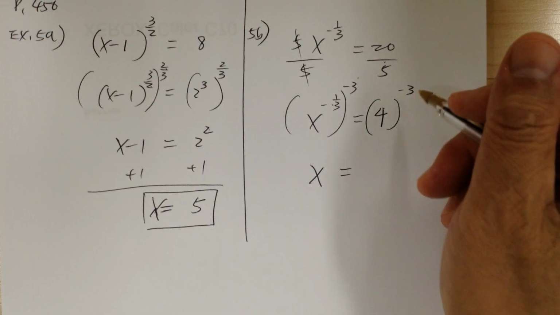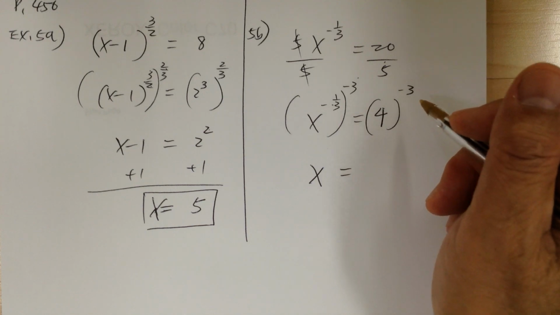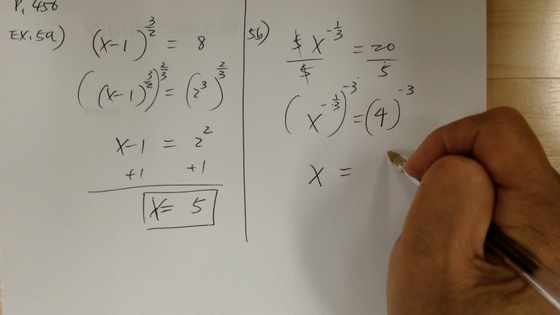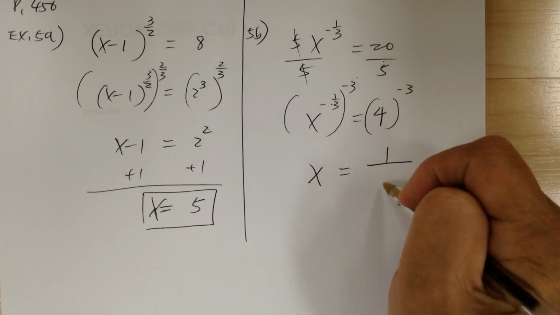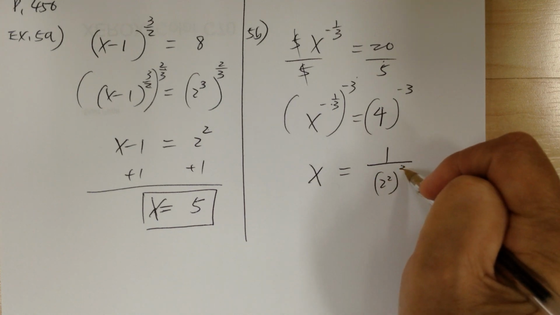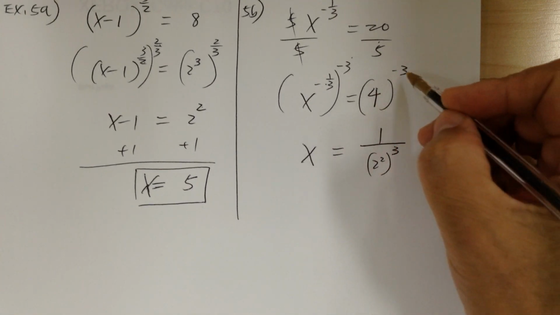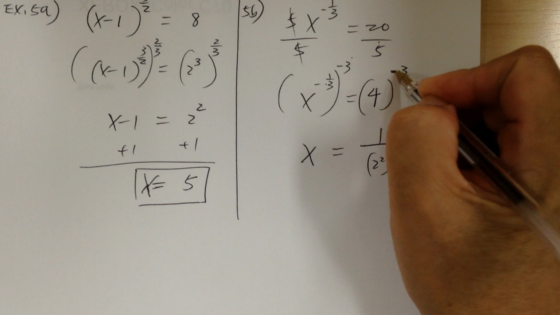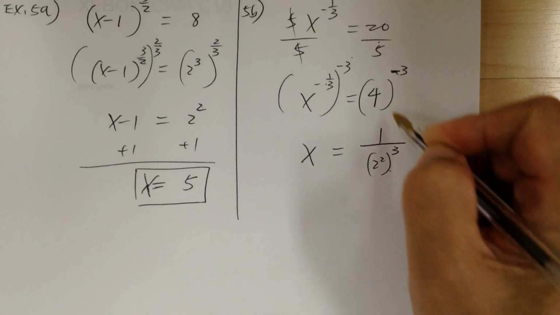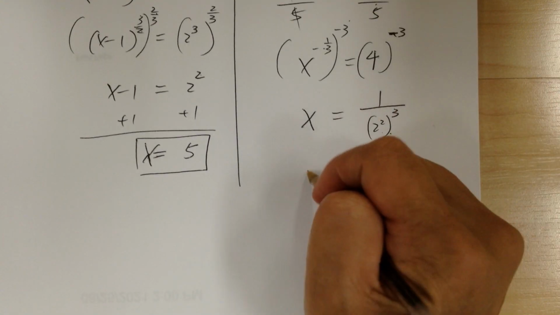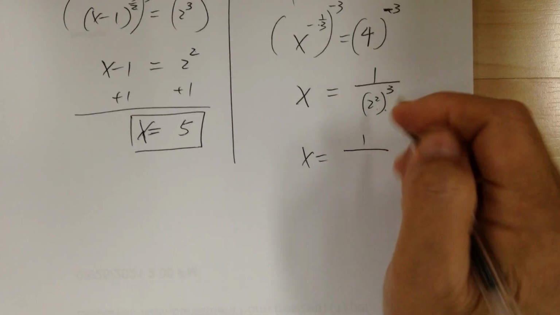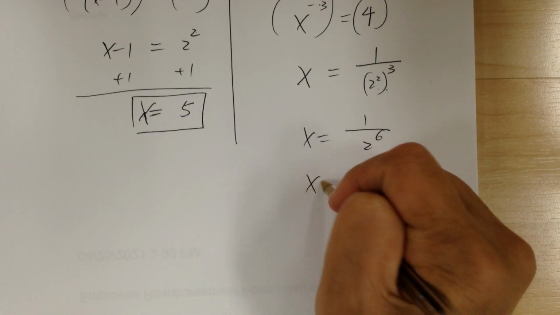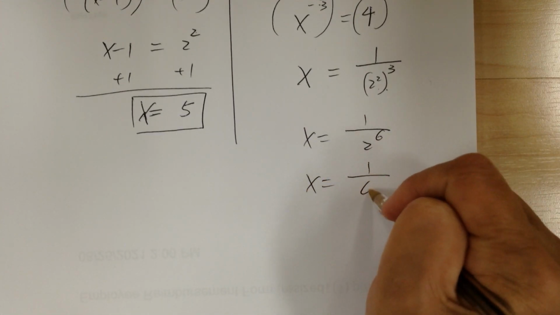Now for this one over here, I'm going to flip this over, and this becomes 2 squared to the 3 power, right? I'm using the negative power to flip it over, and 4 becomes 2 squared. So x will equal 1 over 2 to the 6 power. So x will equal 1 over 64.